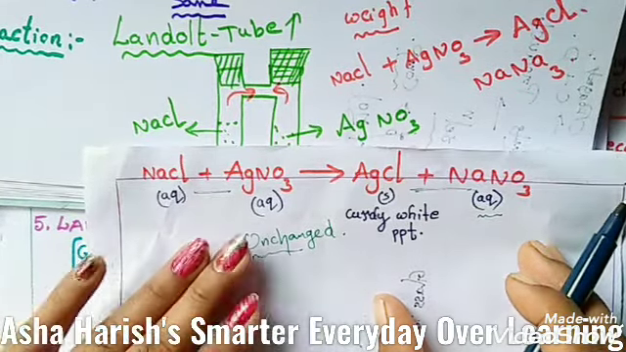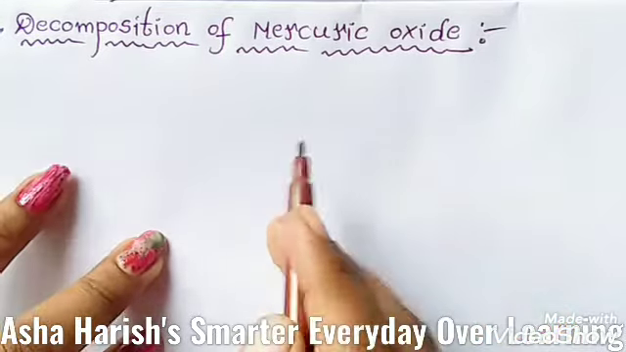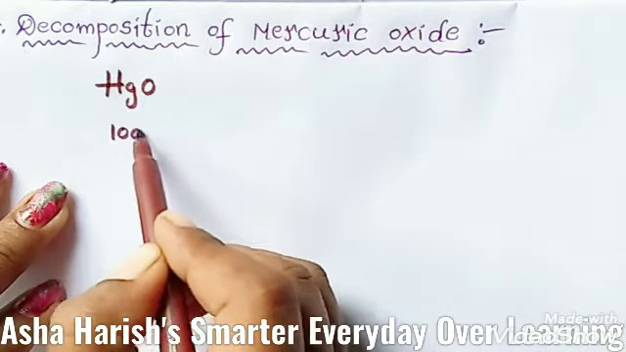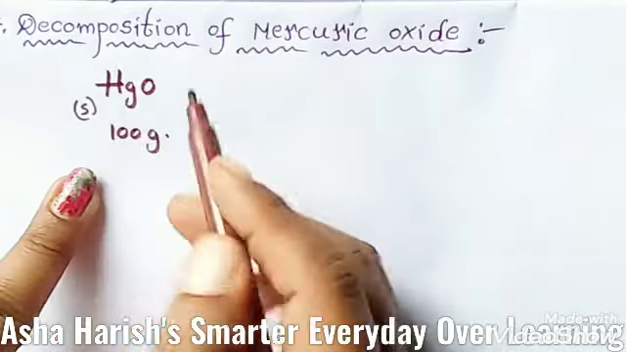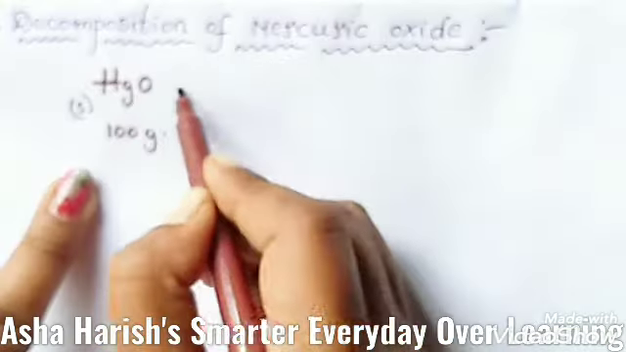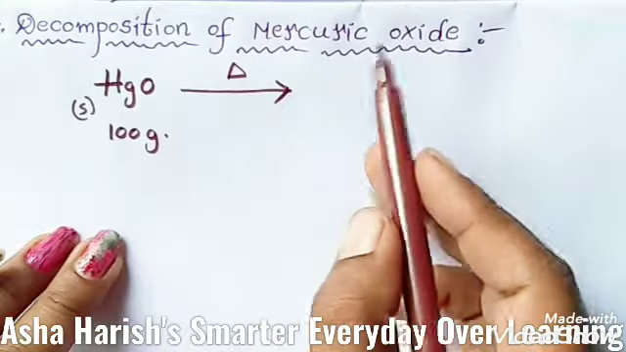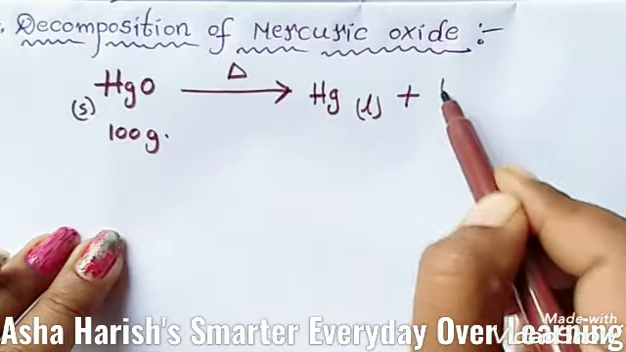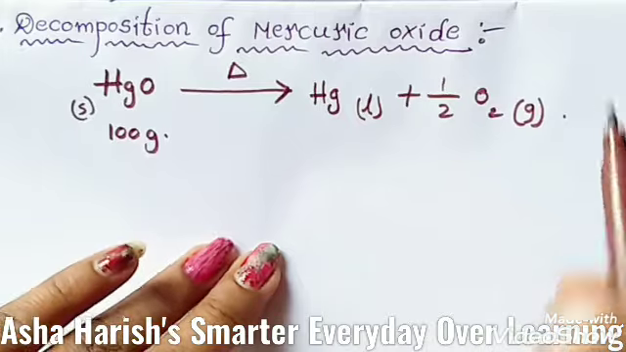Now students, we shall discuss the decomposition of mercuric oxide. In this type of reaction, take 100 grams of mercuric oxide, HgO, which is in solid state. So here we have to mention the physical states. Mercuric oxide, when heated in a closed tube, decomposes to produce Hg, mercury, in liquid state, plus half O2, in gaseous state. This is the entire chemical reaction.